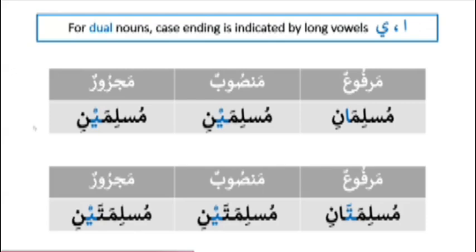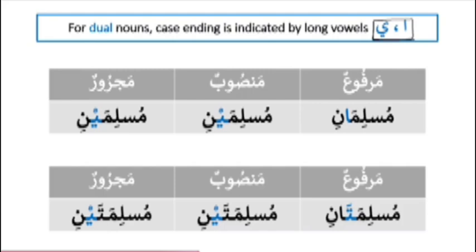Okay, now we move on to the dual nouns. We are done with the singular noun. Now we move on to the dual noun. For dual nouns, case ending is indicated by the long vowel. Now you remember we have long vowels, alif and ya and waw. So here for the dual, we either have alif or we have ya.